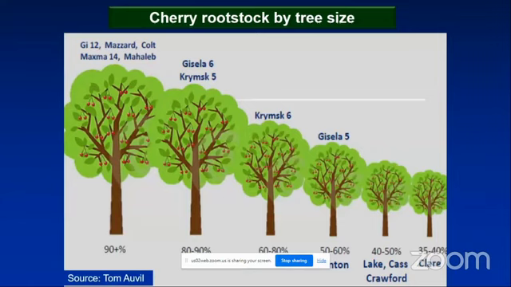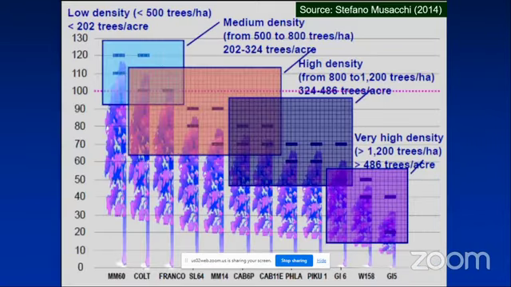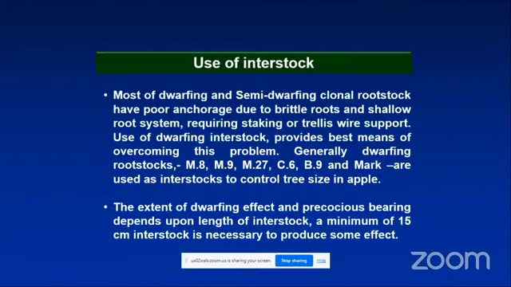In the case of cherry, we can go for different Gisela groups and then Colt and all that, but it all depends upon which type of canopy and which density we require. And this is how, in the picture, the structure looks when we go for low density, medium density, very low density, and very high density. The structure of the tree is different and spacing also alters with that. And interstock is also required sometimes.